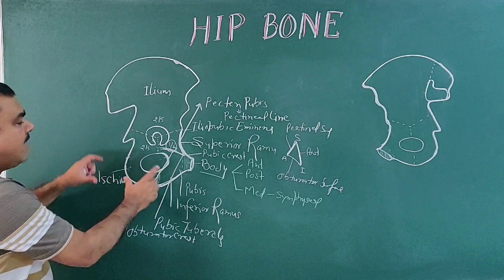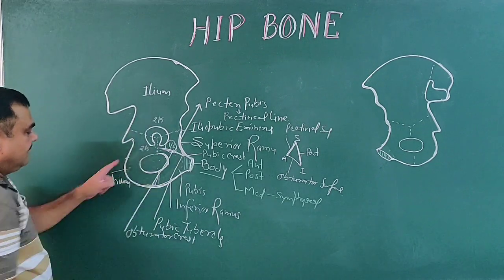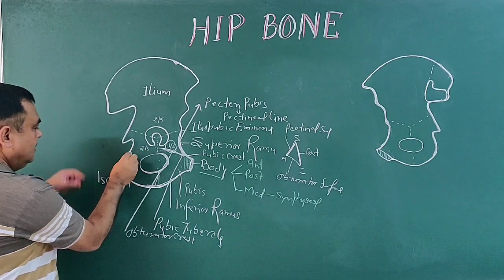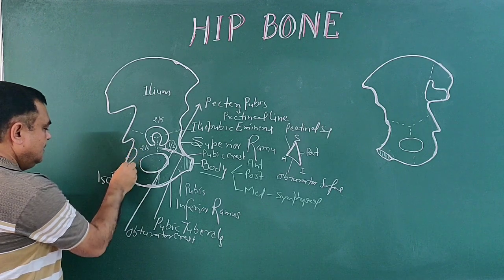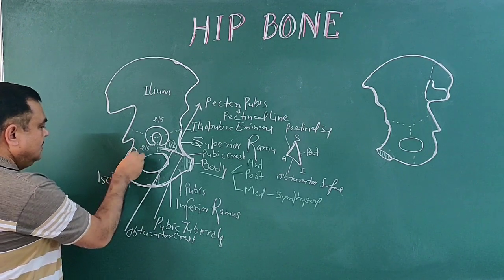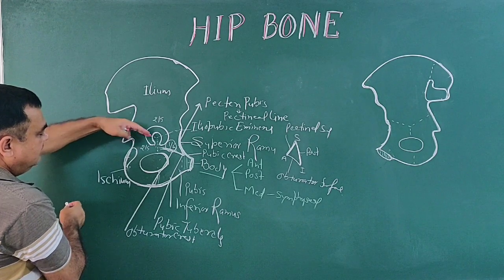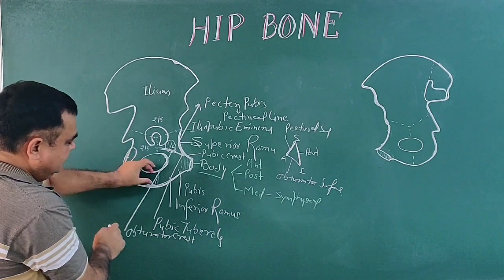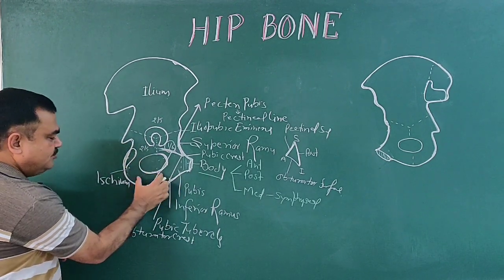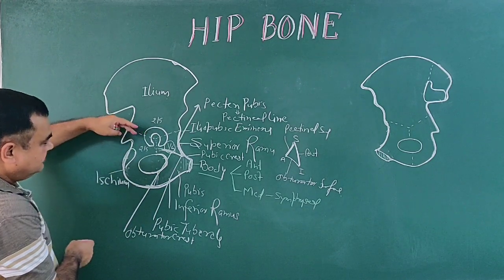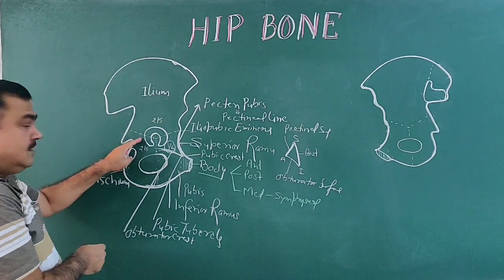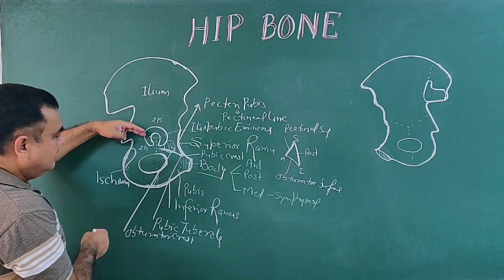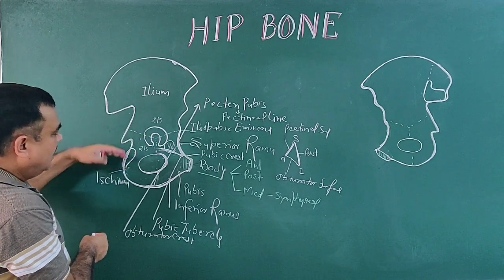Now, the lower part of the hip bone is the ischium. This is the ischium. The ischium has a body, from here to here. This part is the body, this part is the ramus, and this part is the ischiopubic ramus. The body has an upper end and a lower end.